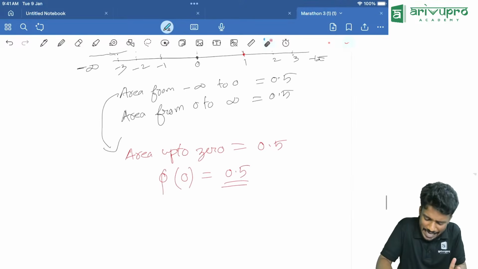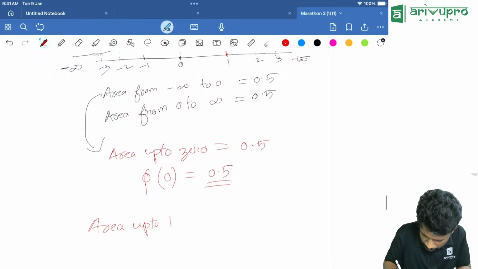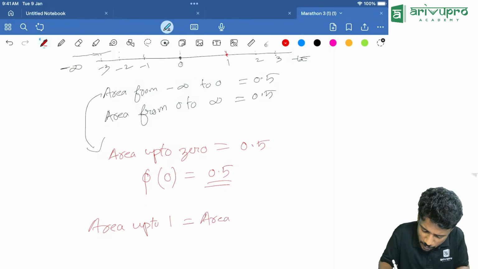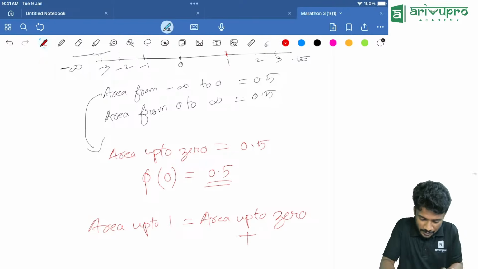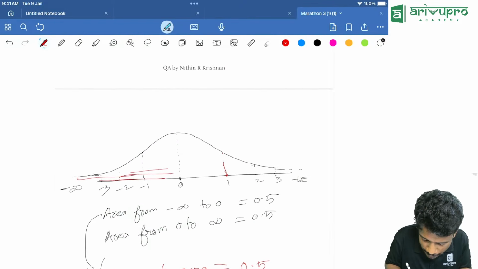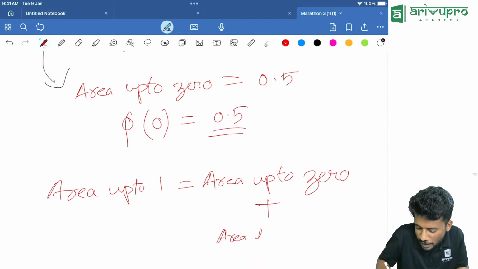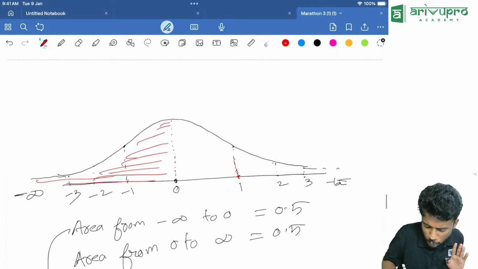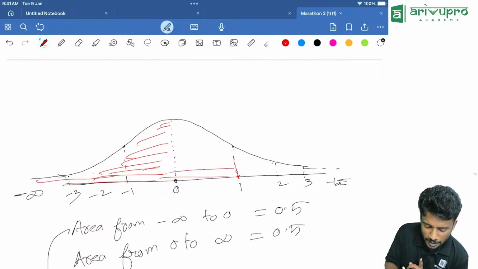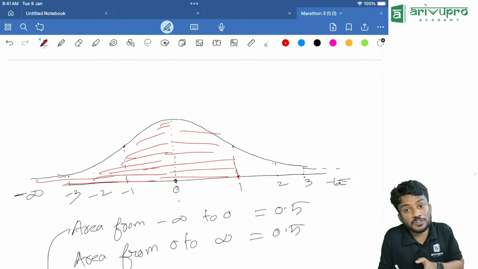So can I say area up to 1 is equal to area up to 0 plus area from 0 to 1? I am first telling area up to 0, that means till here, plus the area from 0 to 1. Is that correct? Logically, you tell me. Area up to 1 is area up to 0 plus the area from 0 to 1.